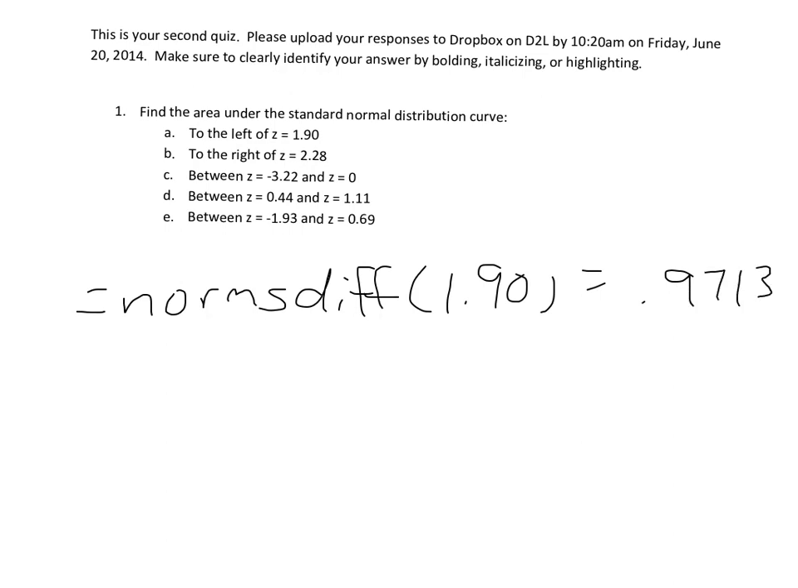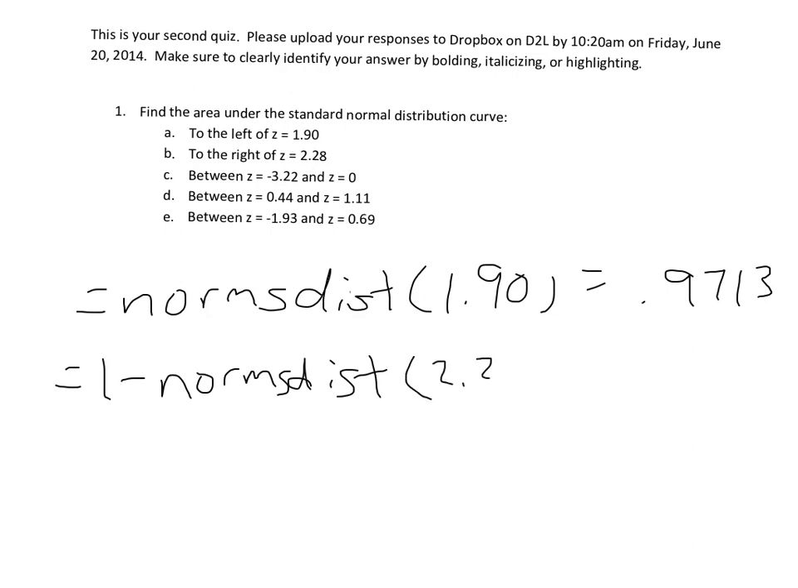The next one, to the right of something, is 1 minus NORM.S.DIST. NORM.S.DIST, I'm sorry. Okay. So the next one, 1 minus NORM.S.DIST of 2.28. And you would have gotten 0.0113.